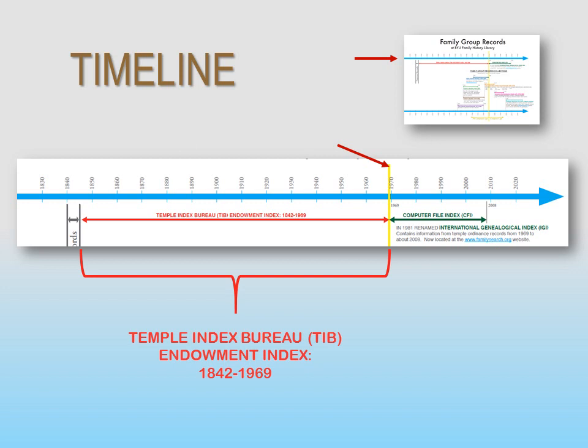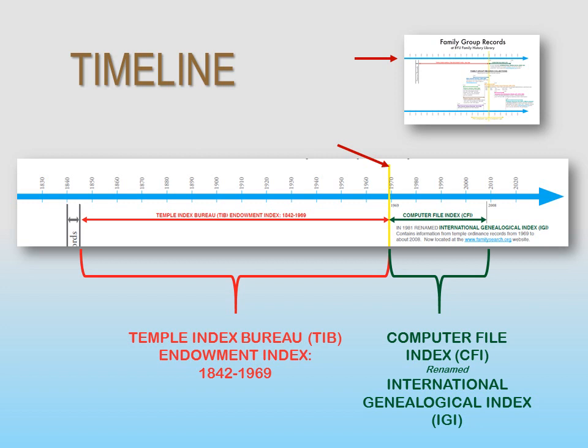To give perspective, you can see that the Temple Index Bureau Endowment Index, 1842 to 1969, existed until the computer age, the vertical yellow line. That was followed by the Computer File Index, which was later renamed the International Genealogical Index, or IGI.